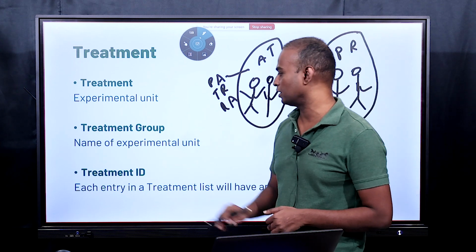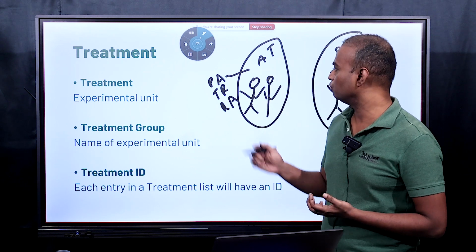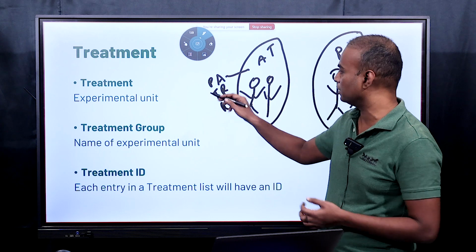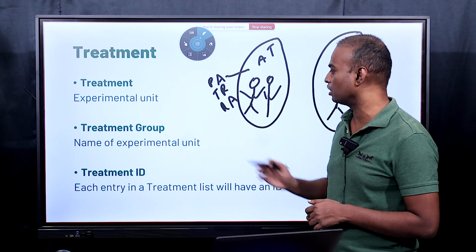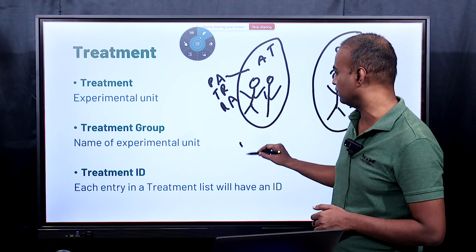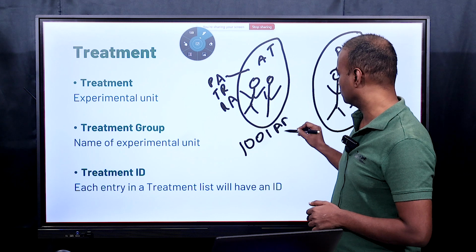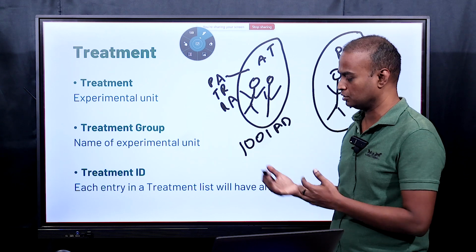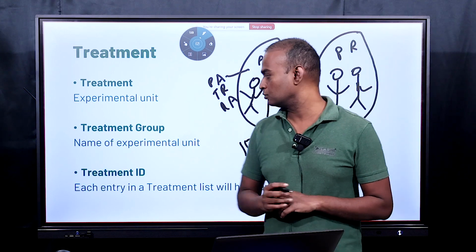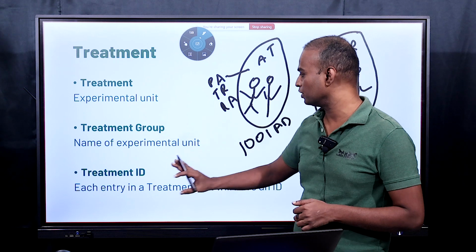And what is the treatment ID? If we are giving a code, rather than explaining it, this is a placebo arm, this is a treatment arm, this is a reference arm, I am giving just an ID like 1001 AD or something else, which is not related to this treatment. I'm just giving a code, so that code is known as the treatment ID. Treatment, treatment group, and treatment ID.